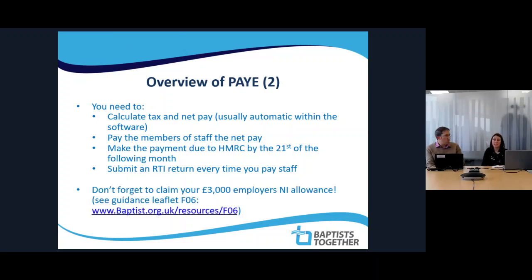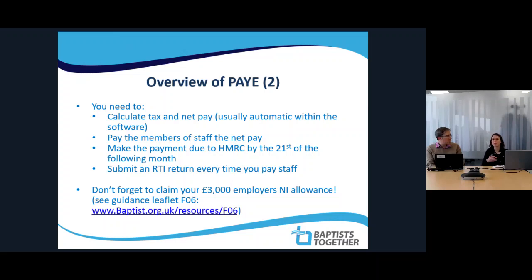The other thing that you can claim is that about 3 years ago, I think it was, the government brought in an employer's national insurance allowance. It was £2,000 and recently it's gone up to £3,000. In effect, this basically means for the first £3,000 of employer's national insurance that you owe, the government will waive it. So some churches won't even reach that £3,000 limit. If you've got perhaps one minister on a standard stipend, you will never go above that £3,000 that you owe.